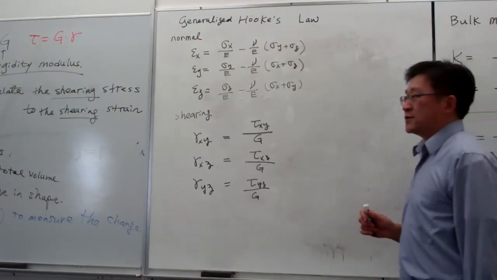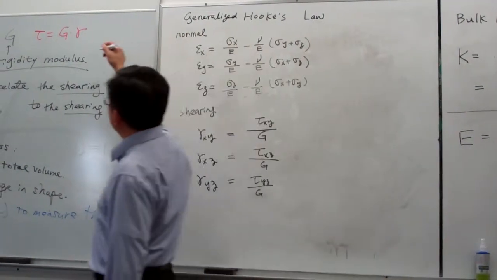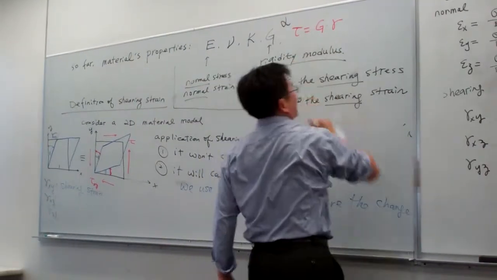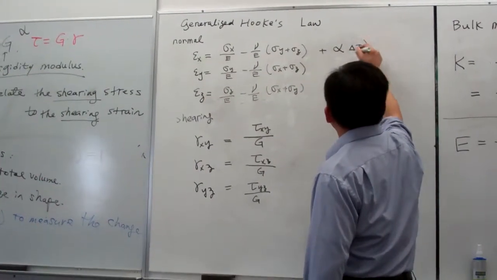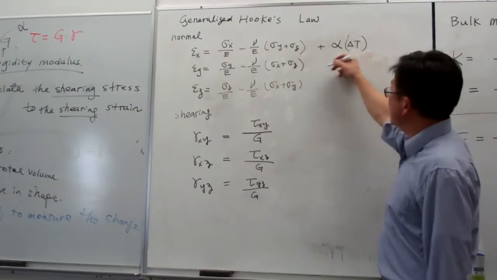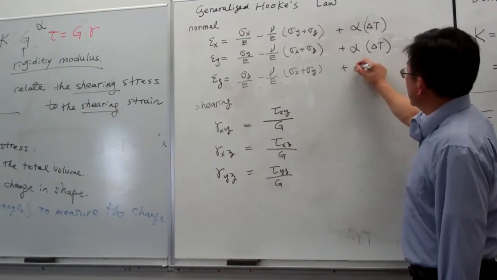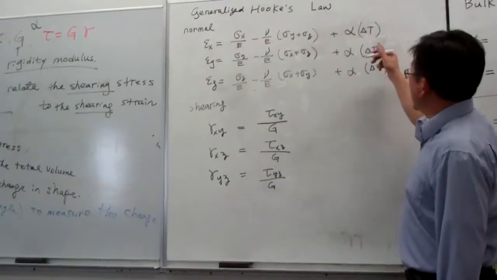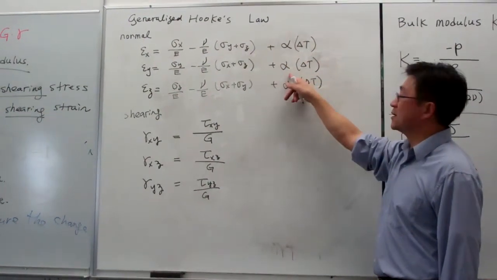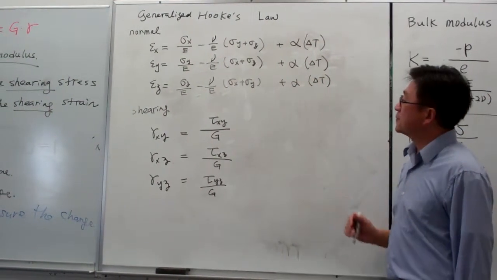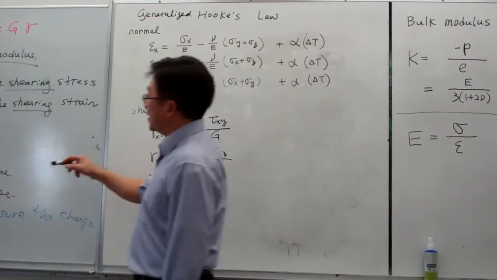Furthermore, if we want to consider thermal loadings, then we have the thermal coefficient alpha. So here we have alpha times delta T. Delta T is a thermal loading. Alpha times delta T. And for most isotropic materials, which means one material, alpha should be constant in all the directions.